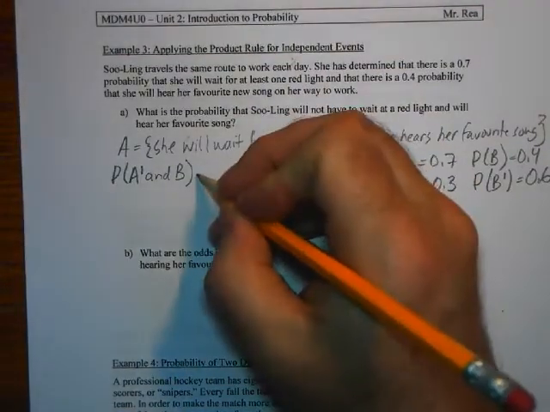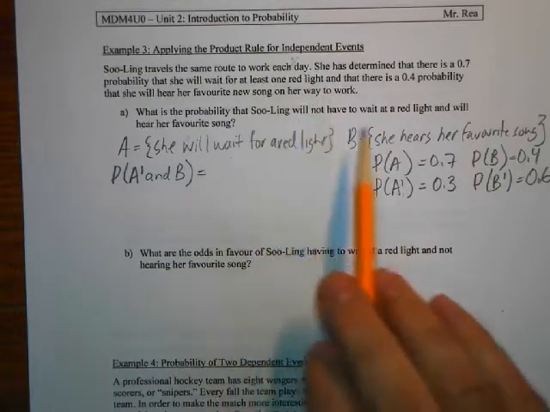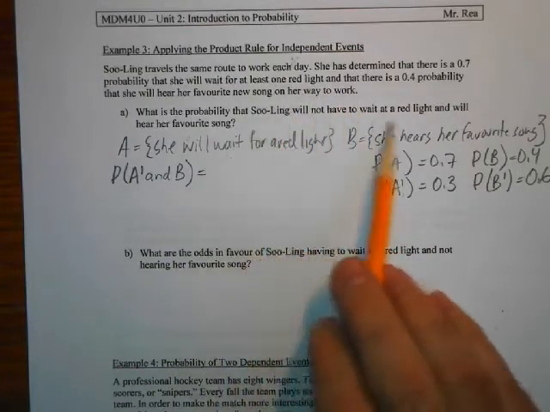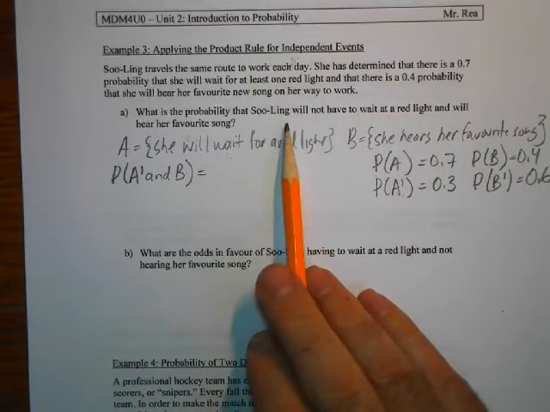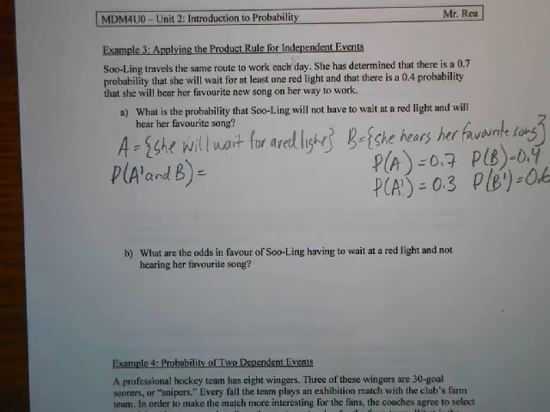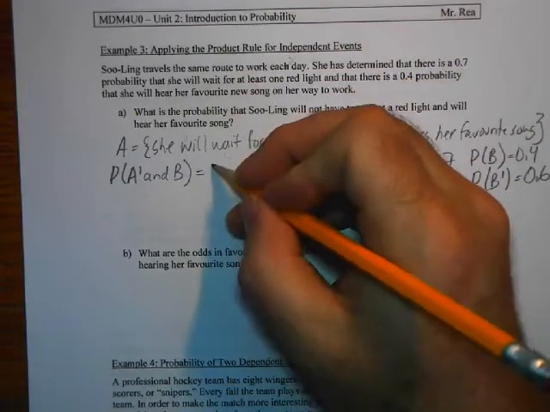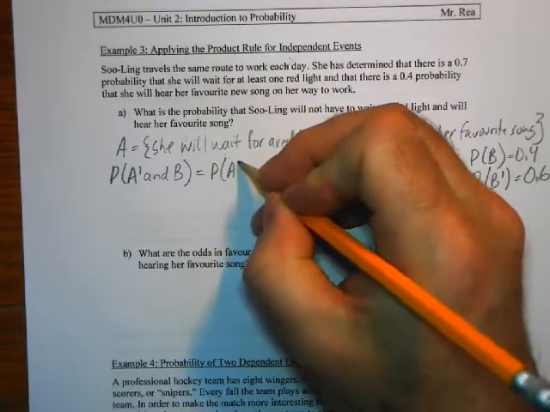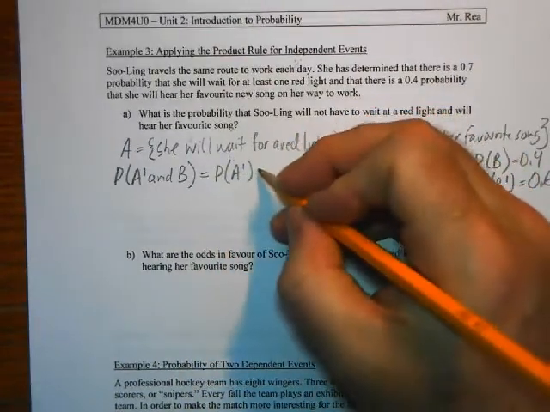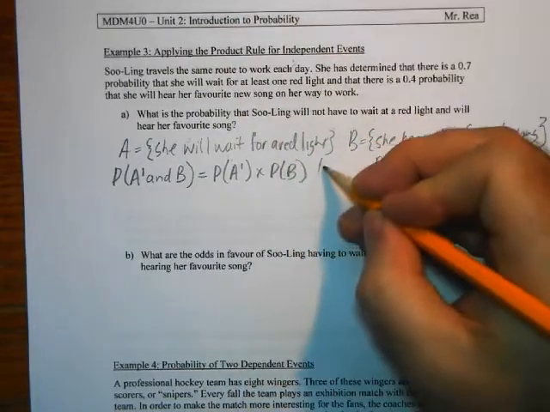Now we've already talked about whether these are independent or dependent. Will waiting at a red light have any impact on the probability of hearing her favorite song? Well, it doesn't appear so. So we know they're independent. We're going to use our simpler formula of just multiplying the two probabilities together. And I'll put in brackets: independent.